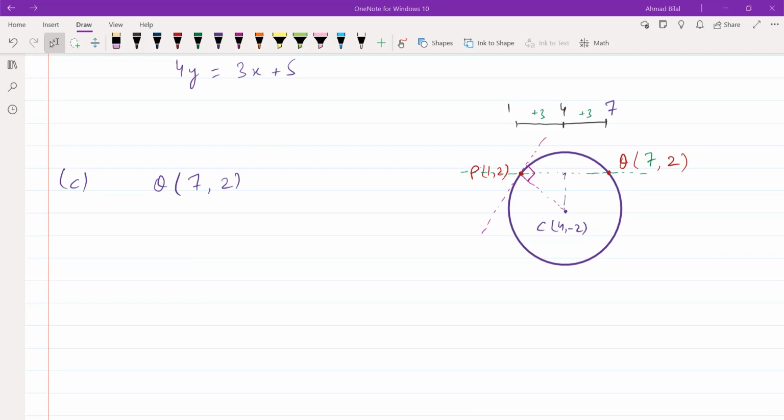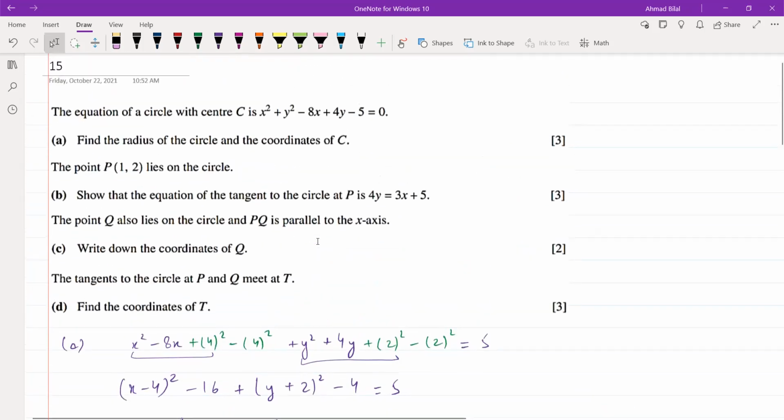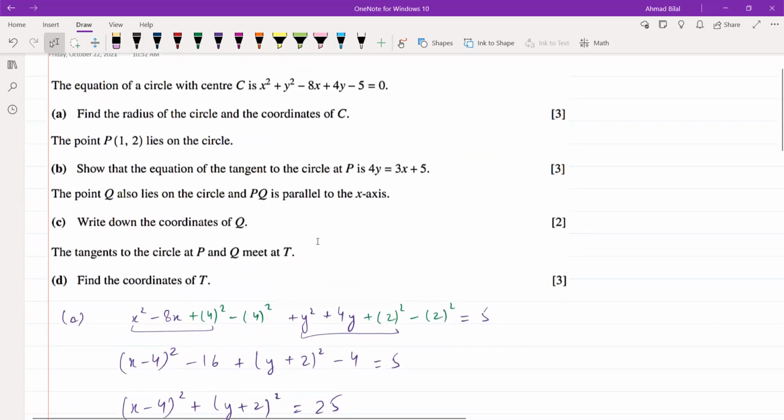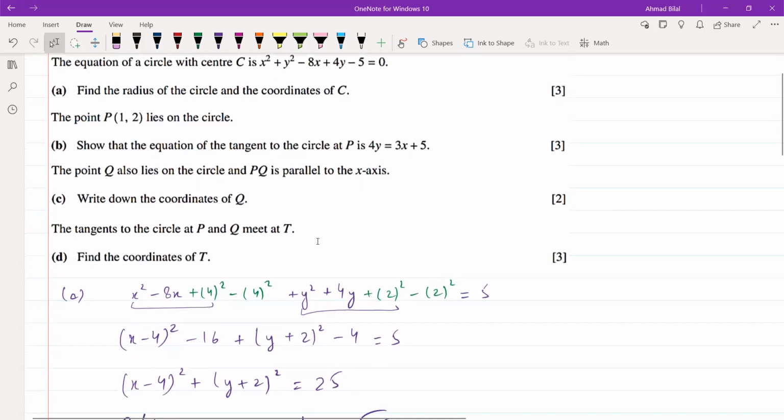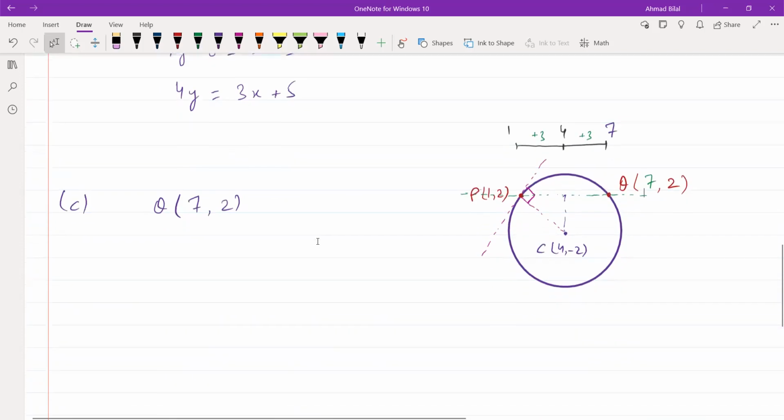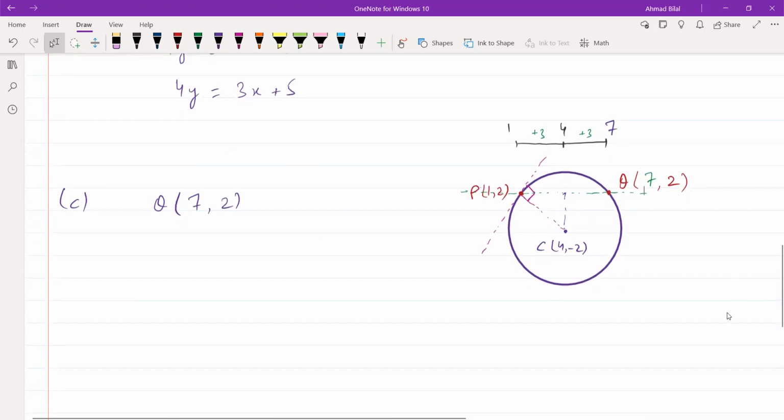Okay, let's look at part B now. So now it says the tangents to the circle at P and Q, they meet at the point T, और आपको T के coordinates find करना. Okay, I'm going to copy the circle again.